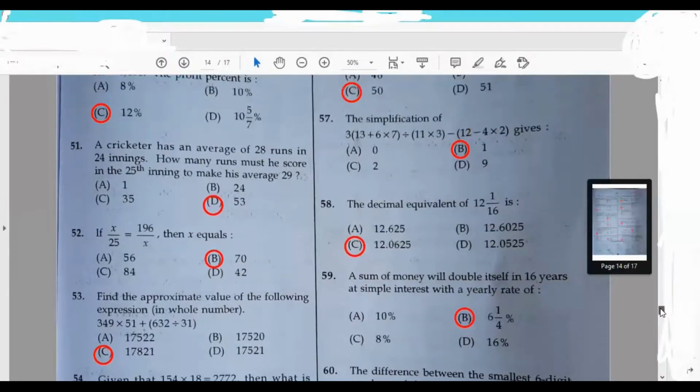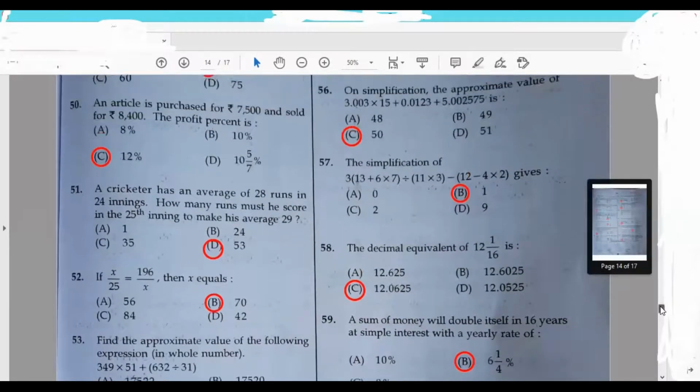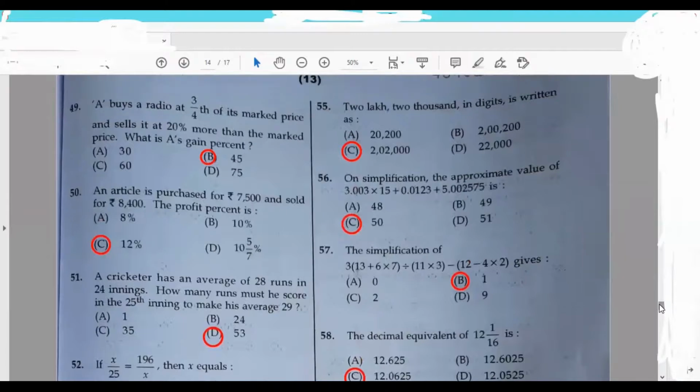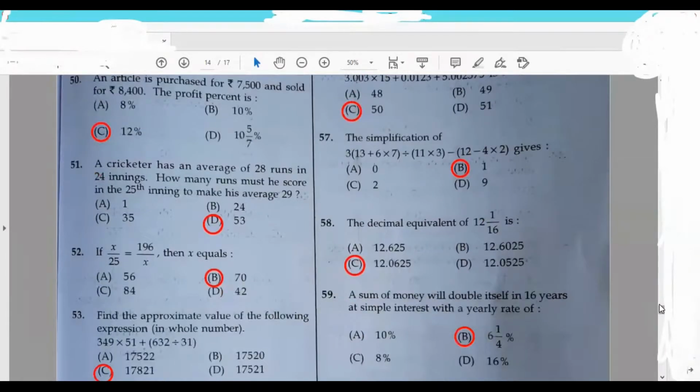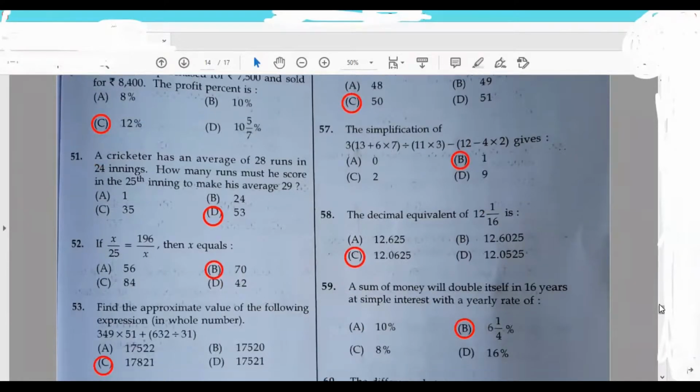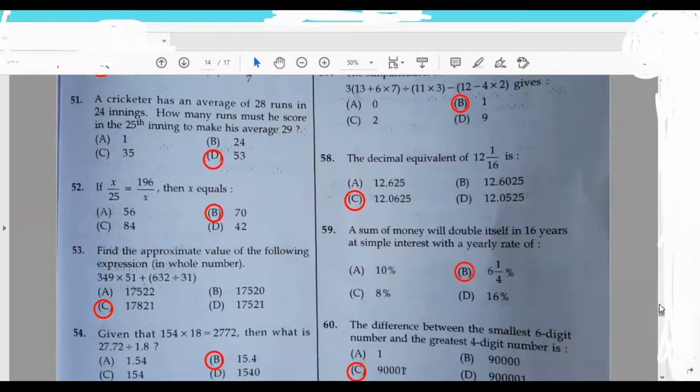For 55, the answer will be C. For 56, the answer will be C again. You just have to calculate it by adding up and multiplying, and then your result will come by the BODMAS formula. For 57th, again, simplification you have to do. The correct answer will be 1, which is B. For 58, you have to find the decimal equivalent, which is C.